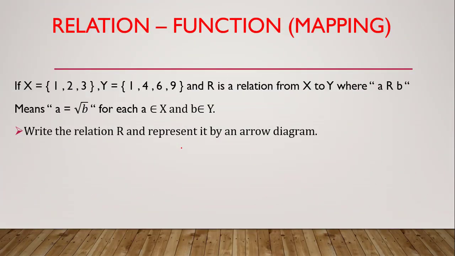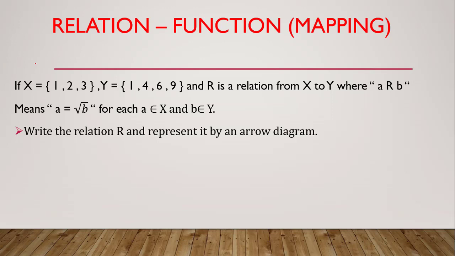Let's take one more example. If you have two sets X and Y, X consists of 1, 2, 3, Y consists of 1, 4, 6, and 9. And R is a relation from X to Y where a related to b means a equals root b. This is the rule of the relation. Each relation has a rule. This is the rule of this relation: a equals root b. Okay. Write the relation and represent it by an arrow diagram.